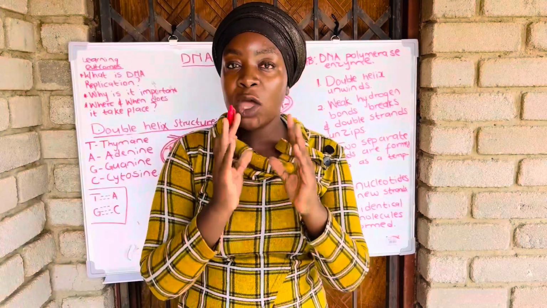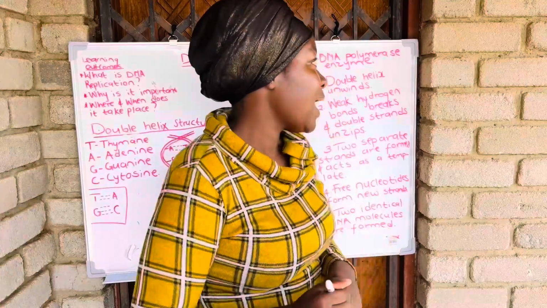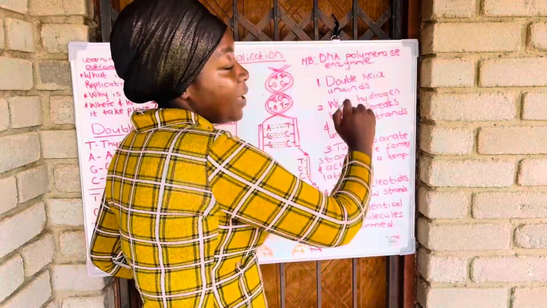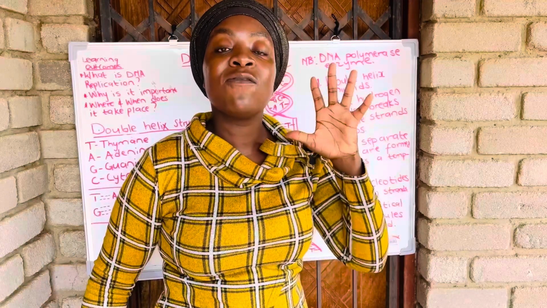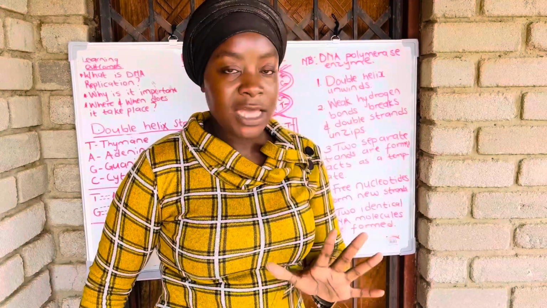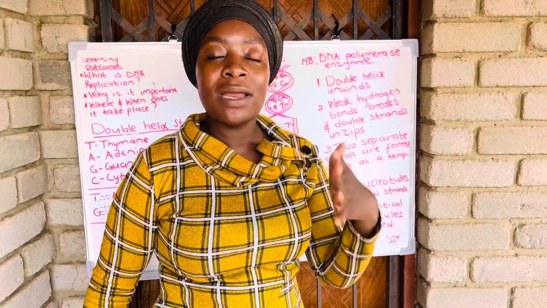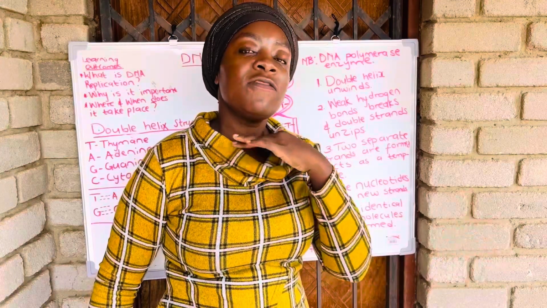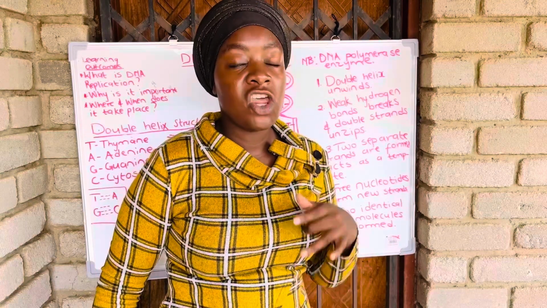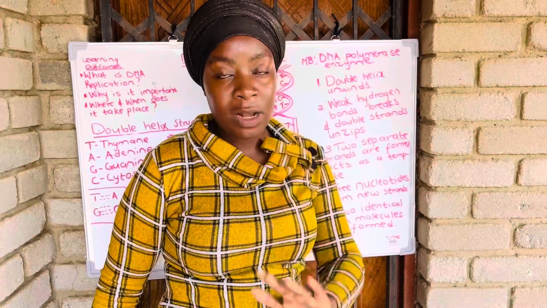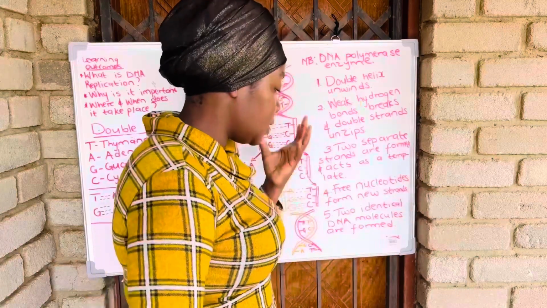And then we also have one important enzyme, and that is DNA polymerase. DNA polymerase controls the whole process of DNA replication. If they ask you what is the enzyme that facilitates or that controls the whole process of DNA replication, then you know it's DNA polymerase. That is the enzyme that controls this process.